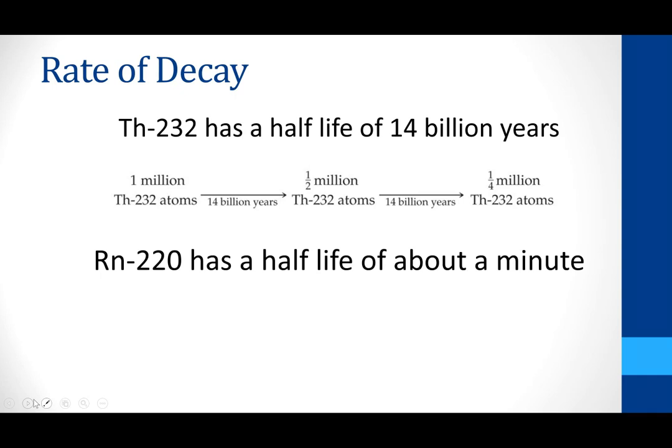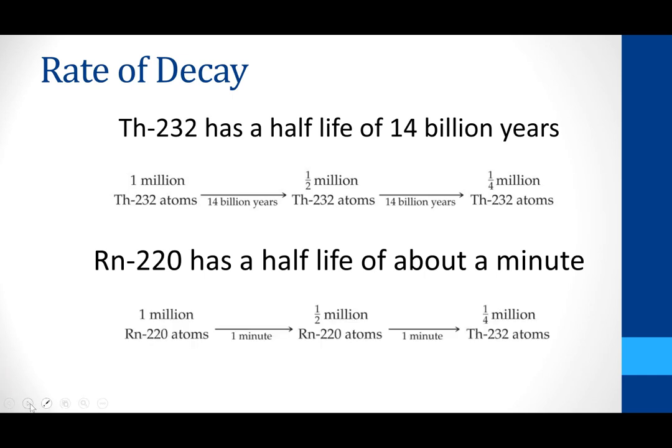Something like radon-222 has a half-life of about a minute. Okay, so a much faster half-life. If I have 1 million particles or atoms of this, after 1 minute, I'm going to have 500,000. So this is something that we could probably watch decay right in front of our eyes. That's a pretty fast half-life. We can watch this for a minute and we'll see that half of those particles will change into something else. So as I said before, the rate of decay for different isotopes is very, very different. It's all over the place.